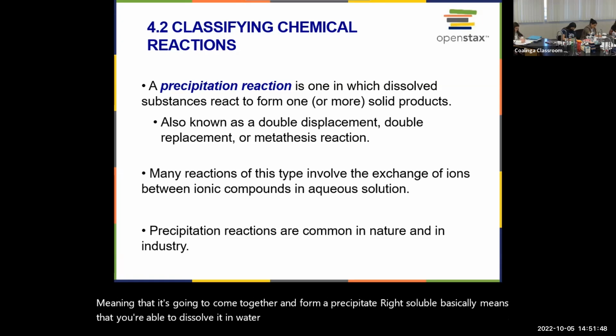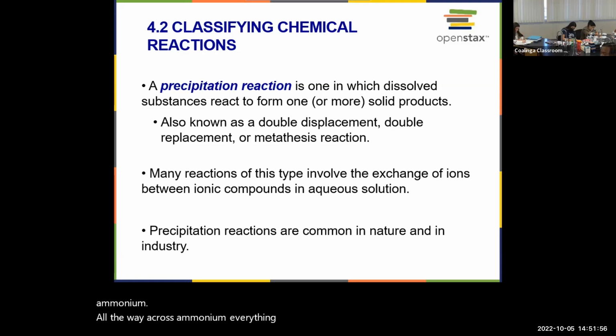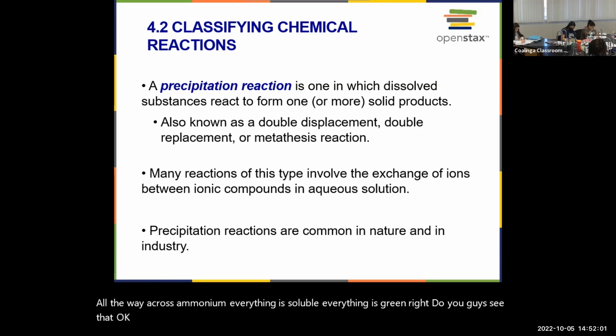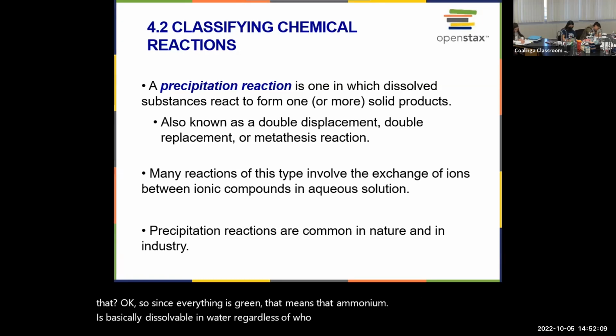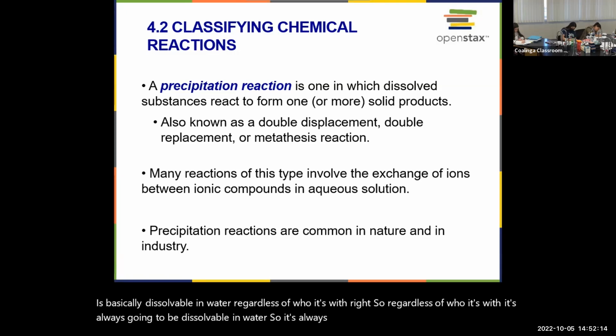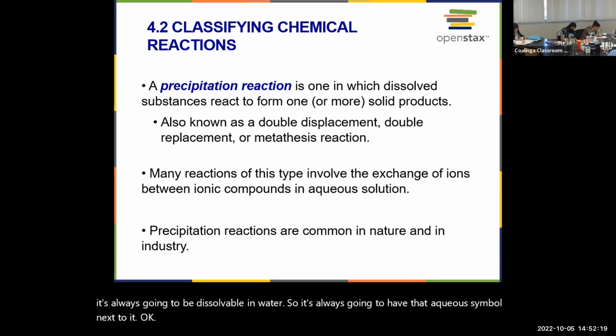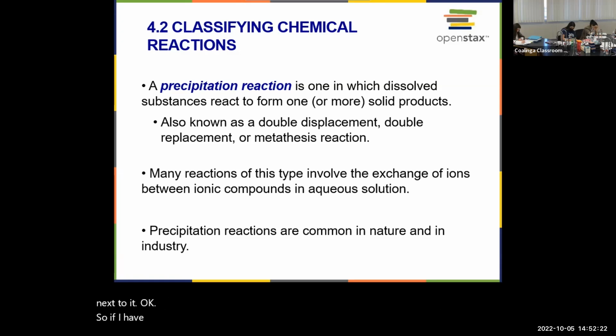So if we take a look at ammonium, all the way across ammonium, everything is soluble. Everything is green, right? You guys see that? Since everything is green, that means ammonium is basically dissolvable in water, regardless of who it's with. So it's always going to have that aqueous symbol next to it. Okay. So if I have iron hydroxide, iron 2 hydroxide.